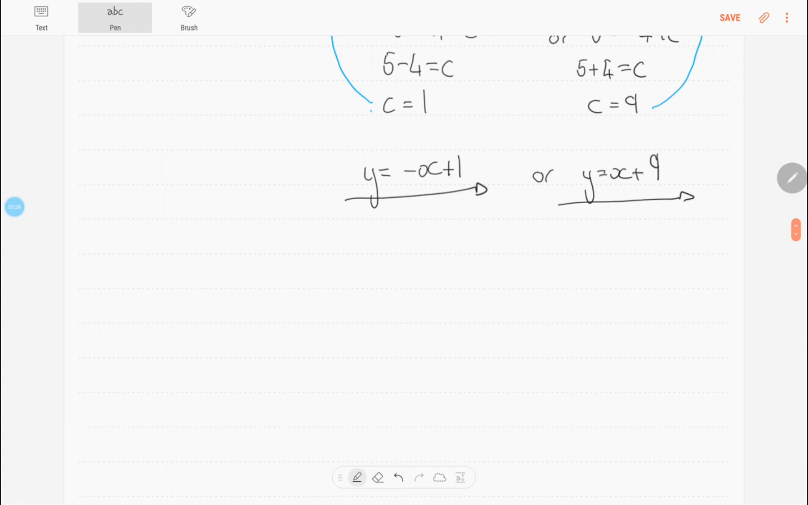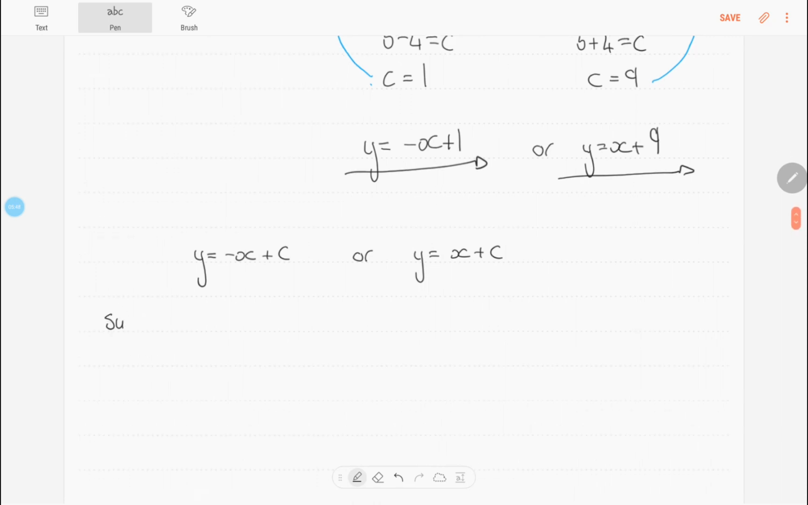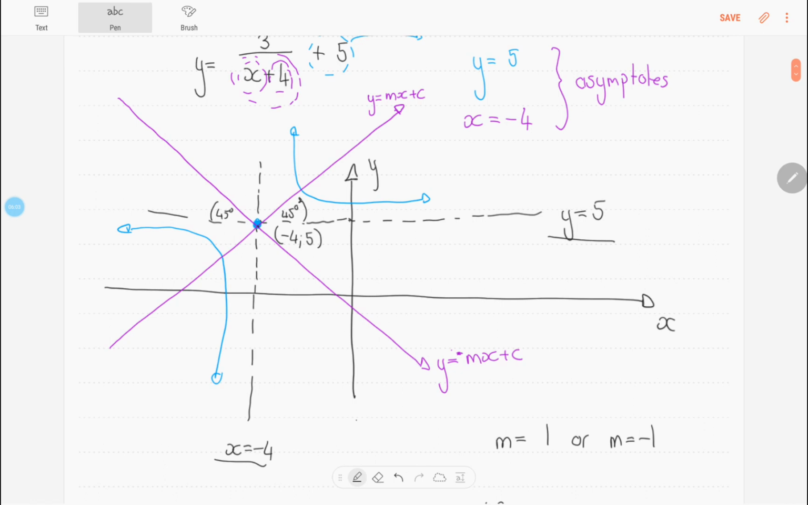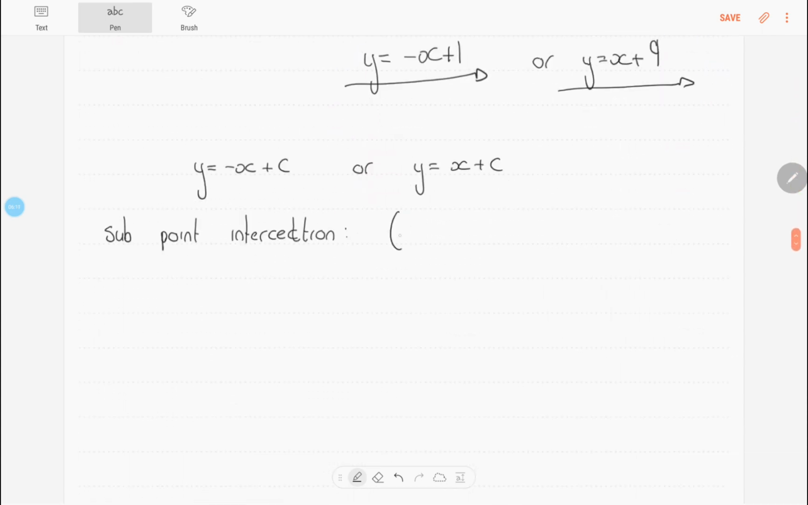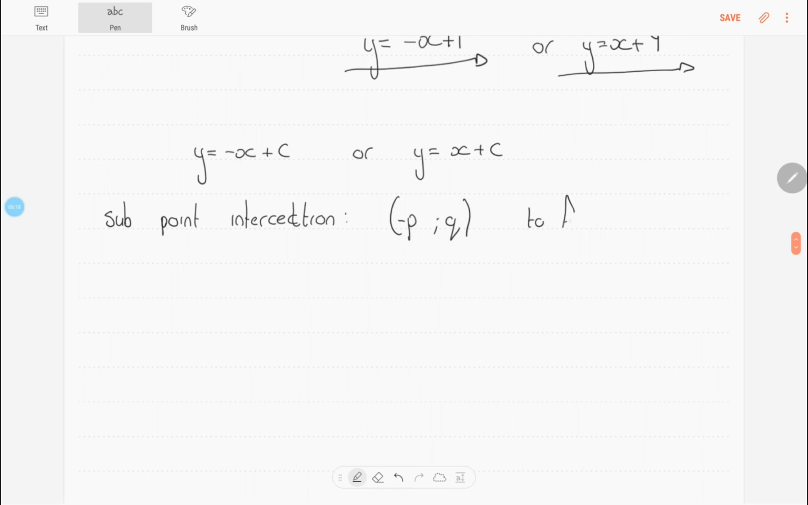Just to recap real quick: when we're trying to find the equations of the axes of symmetry, we're going to use these two equations. The one with the negative is for our decreasing line, and this is the increasing line. We sub in the point of intersection, which we read off from our graph, which tells us our asymptotes. It's the point of intersection of my two asymptotes, so it would be minus p and q. We sub that in to find our c values. That's our summary of how to do it.